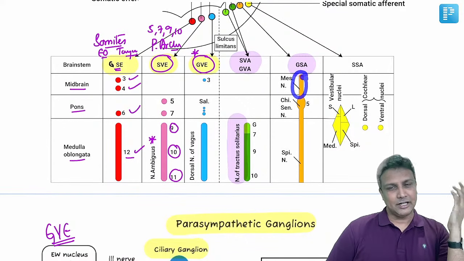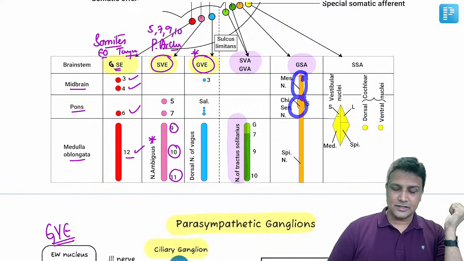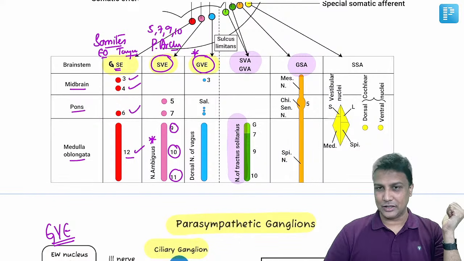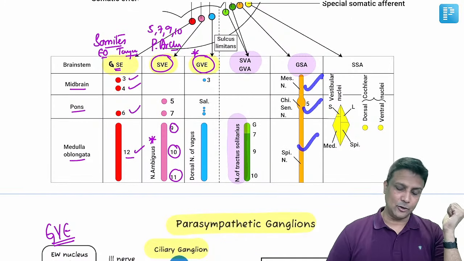The midbrain is also referred to as mesencephalon. That is why it is the mesencephalic nucleus. In the pons here, this is the chief sensory nucleus. And finally, this one here will be the spinal nucleus. So the mesencephalic nucleus, the chief sensory nucleus and the spinal nucleus here.